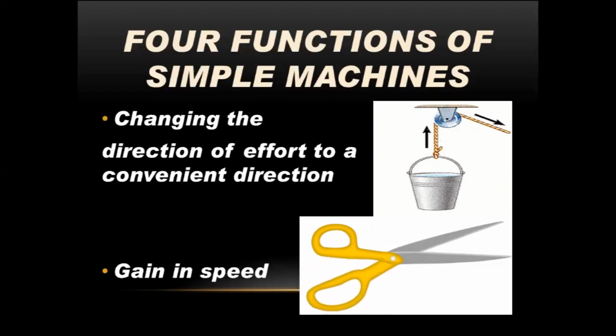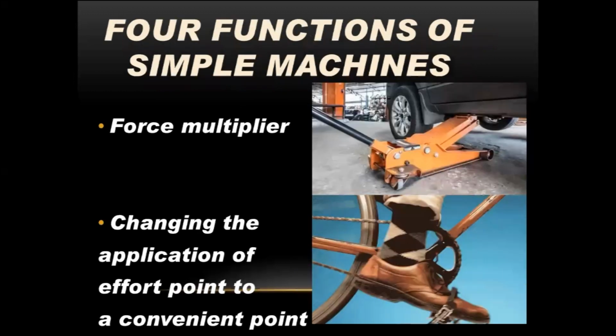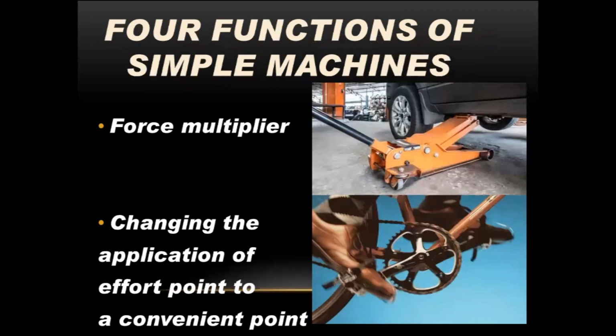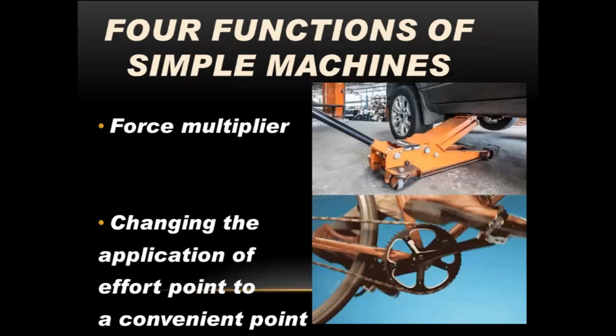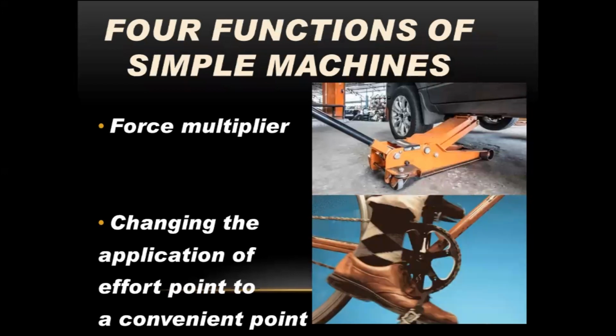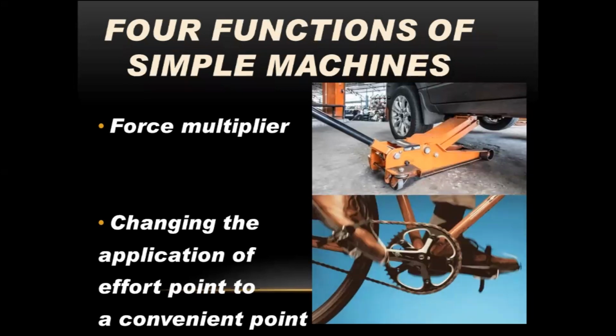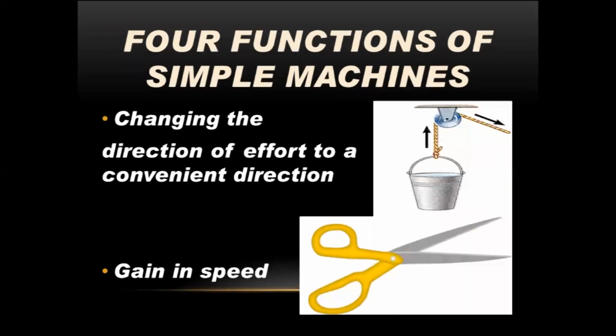So these are the 4 main functions of a simple machine. What are the 4 main functions? They are good force multipliers. You give a little force and as a result you obtain a larger force. Second, it helps in changing the application of effort point to a convenient point so that it makes your work easy. Third one, changing the direction of effort to a convenient direction to simplify your work. And the last one, it helps in obtaining a gain in speed. So these are the 4 important applications of a simple machine.